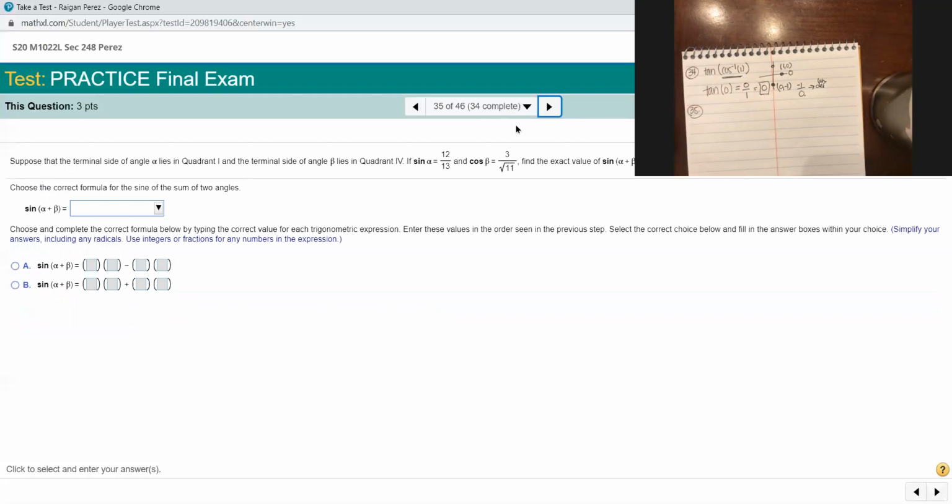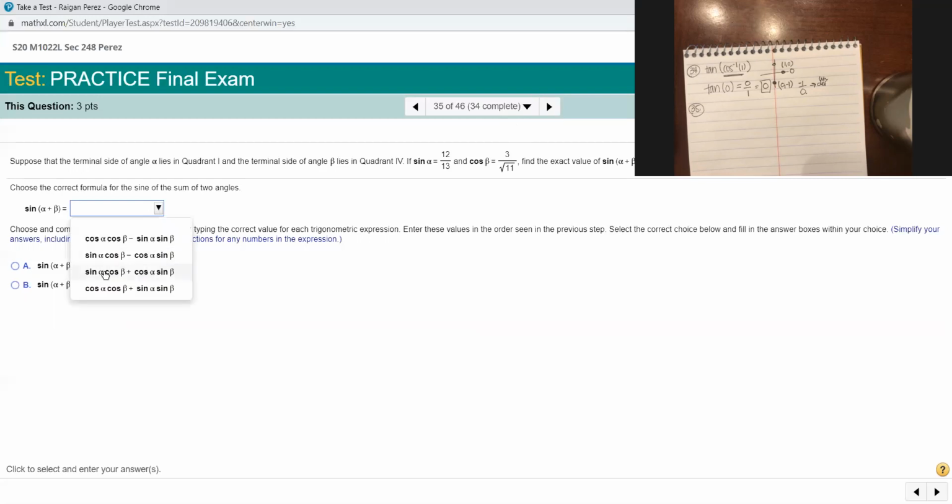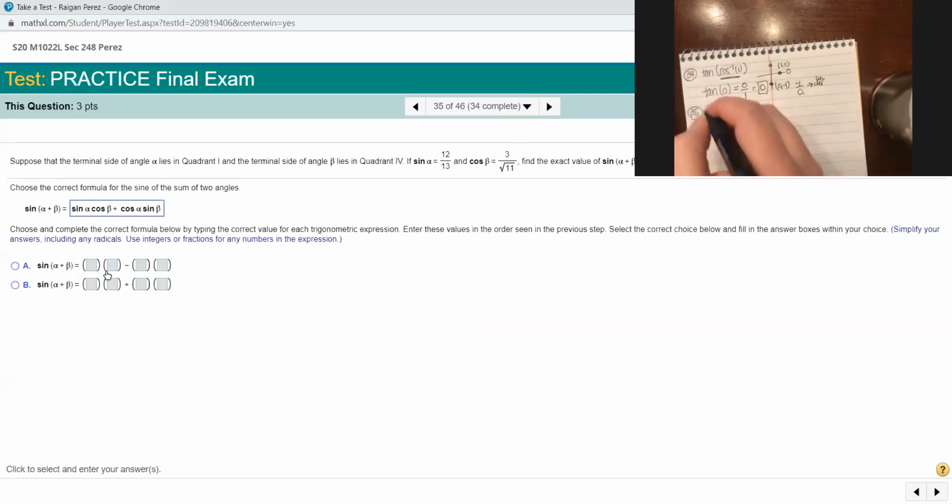Okay, so suppose the terminal side of the angle alpha is in quadrant 1 and angle B. So we're going to have to find the exact value of sine of alpha plus beta. So give me just a second so I can make sure I pick the right formula. Sine of alpha plus beta is sine cosine with a plus in the middle. So that's our formula for that. So now we're going to draw them. So it says alpha is in quadrant 1 and beta is in quadrant 4.